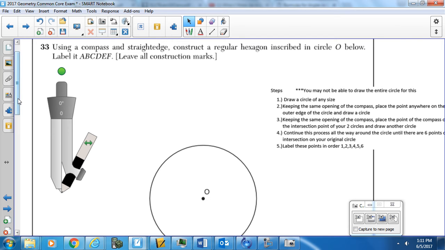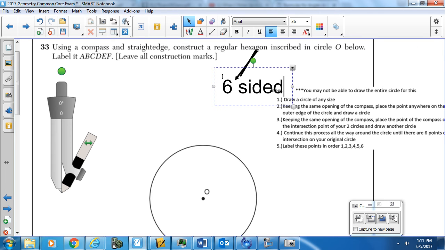Okay, looking at number 33 on the exam. It says to use a compass and straight edge to construct a regular hexagon inscribed in circle O below. Inscribed means inside. The hexagon should be inside of the circle with each one of its vertices touching the circle. A hexagon is a 6-sided figure. So let's start off with that. 6-sided figure. And when it says regular, it means all these sides are the same length.